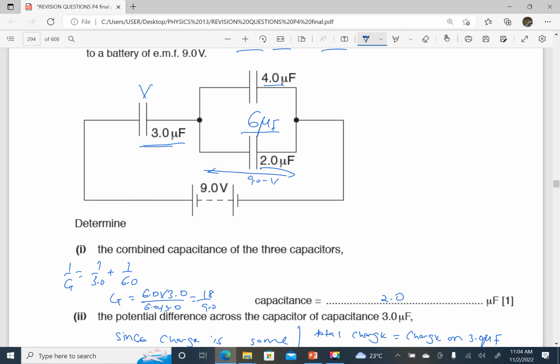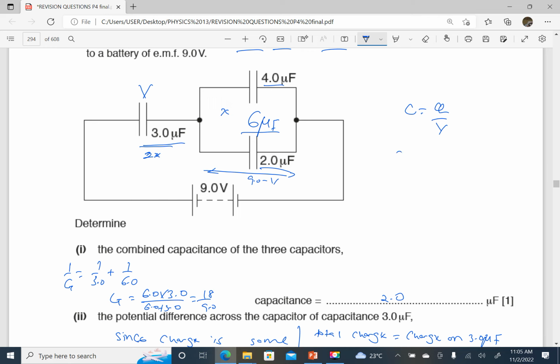you notice that 3 is a half of 6, that is 3 microfarads and 6 microfarads. That means the PD across 3 microfarads is going to be twice the PD across 6 microfarads. If we say that the PD across the parallel combination is X, then the PD across 3 microfarads is going to be 2X, because capacitance is equal to Q over V, so PD is inversely proportional to the capacitance. Where the capacitance is twice, the PD is a half.